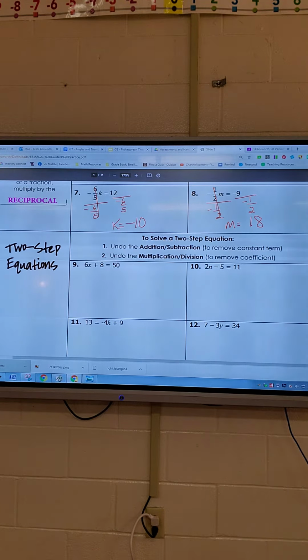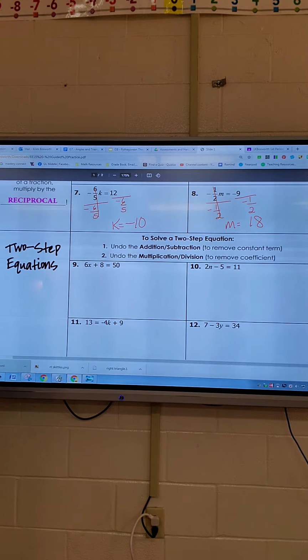Negative 9 divided by 1/2 should be a positive 18. Is it? Okay. Questions about that? So that multiply by the reciprocal, we are doing that. We're just not sure, because to multiply by a reciprocal, you're really dividing by a fraction, okay? So we're doing that step, but the calculator's actually doing it for us, okay?